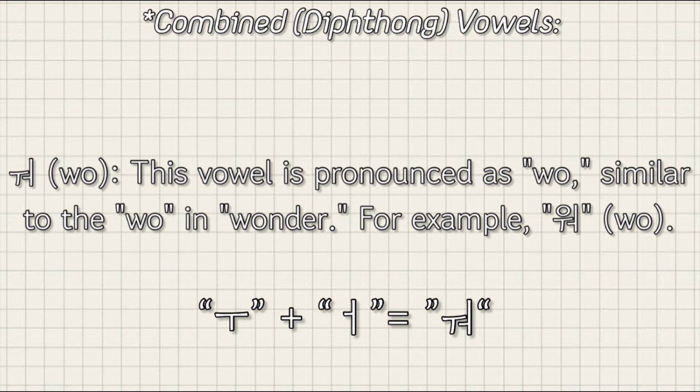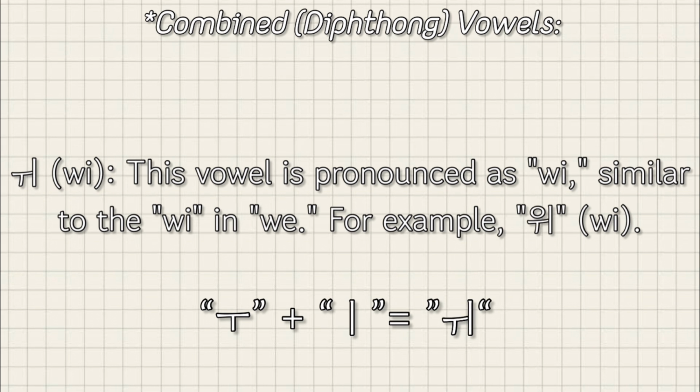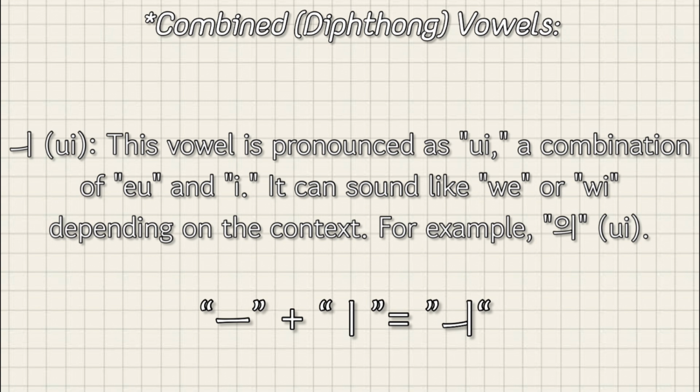We. This vowel is pronounced as we, similar to the we in wet. For example, we. Or the French word to say yes, oui. Ui. This vowel is pronounced as ui, a combination of eu and i. It can sound like ui or i, depending on the context.